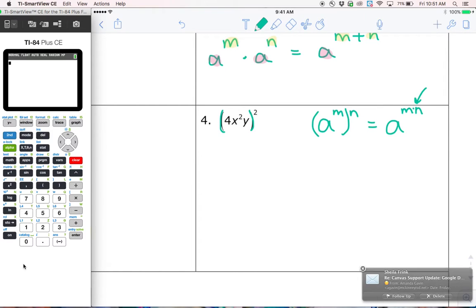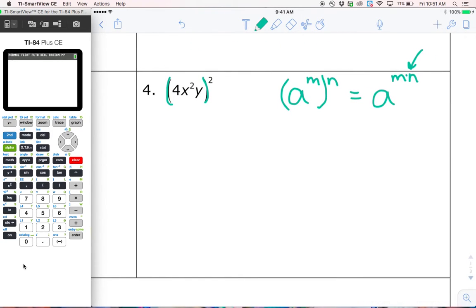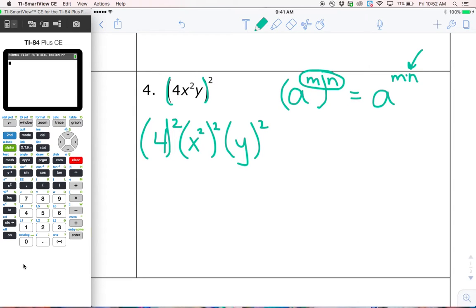So we're going to go ahead and focus on our numbers. Everything inside of here is getting squared. So 4 is getting squared, right? That's just a regular number. But then x squared is also getting squared, and y is also getting squared. Each separate piece of this term is getting squared. Okay, so the exponents get multiplied.